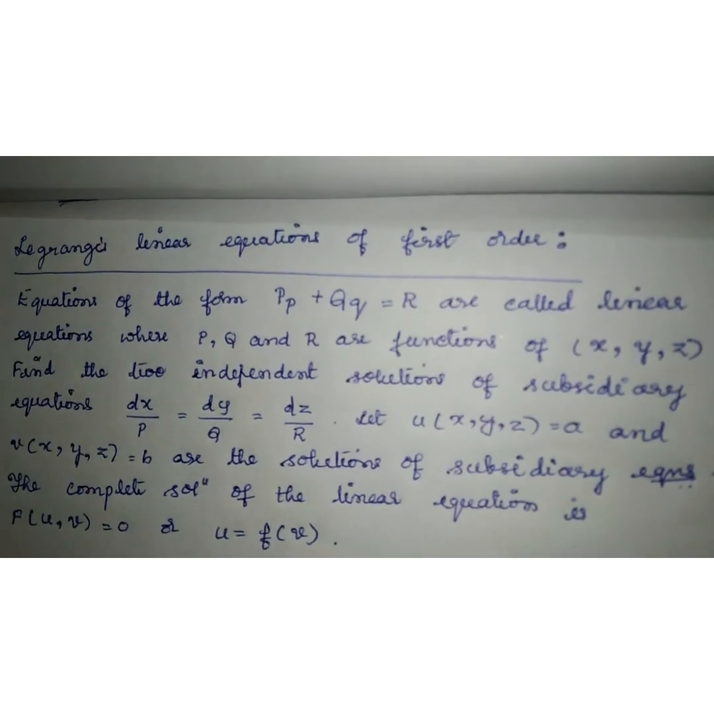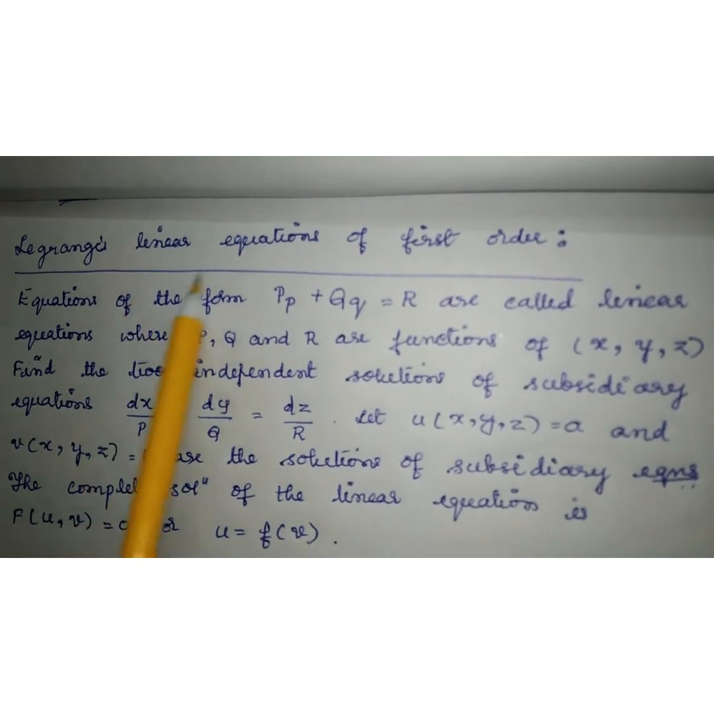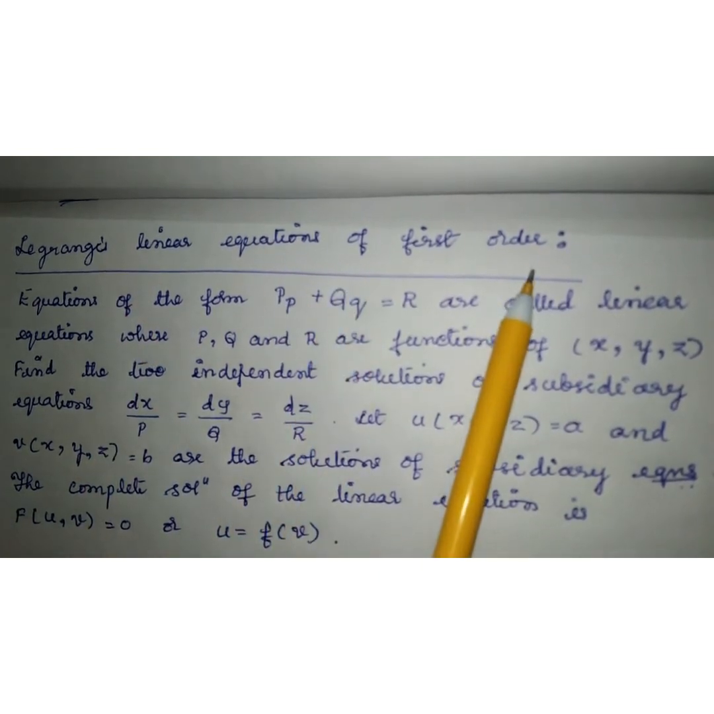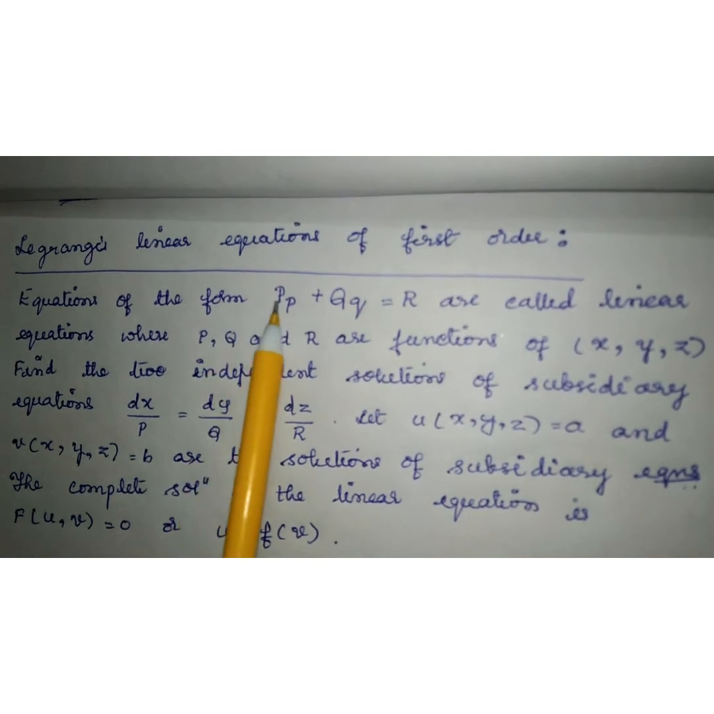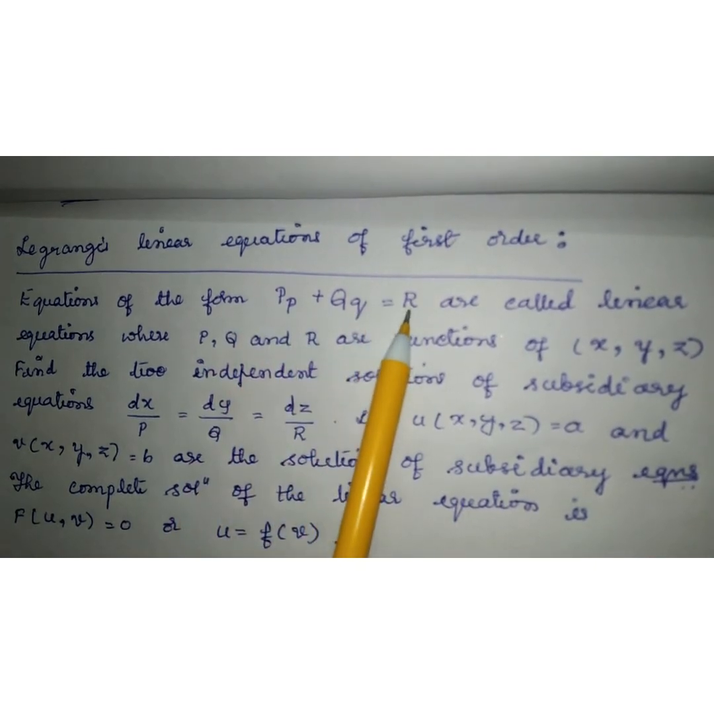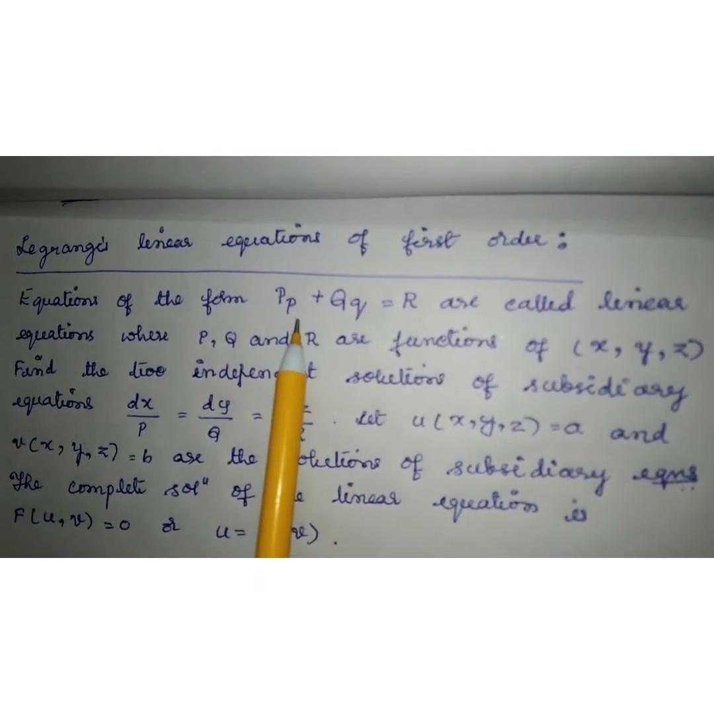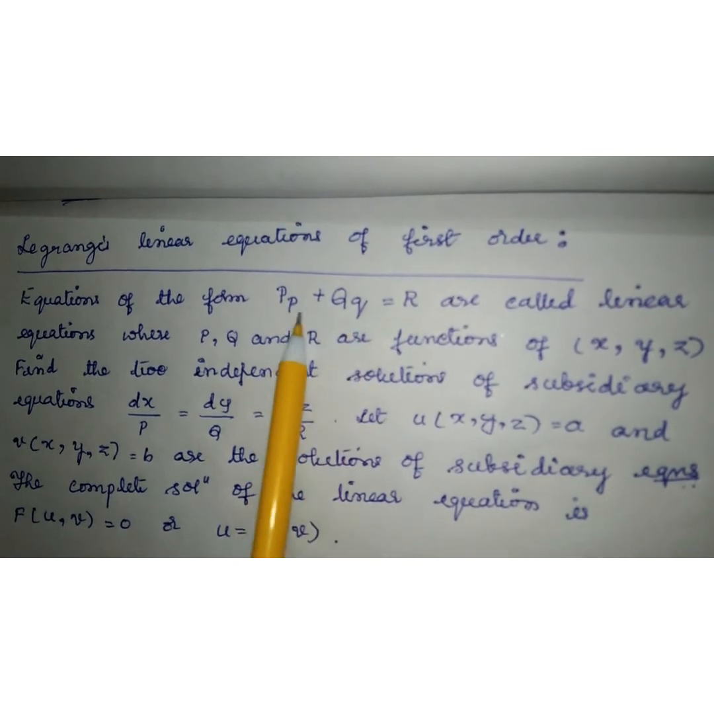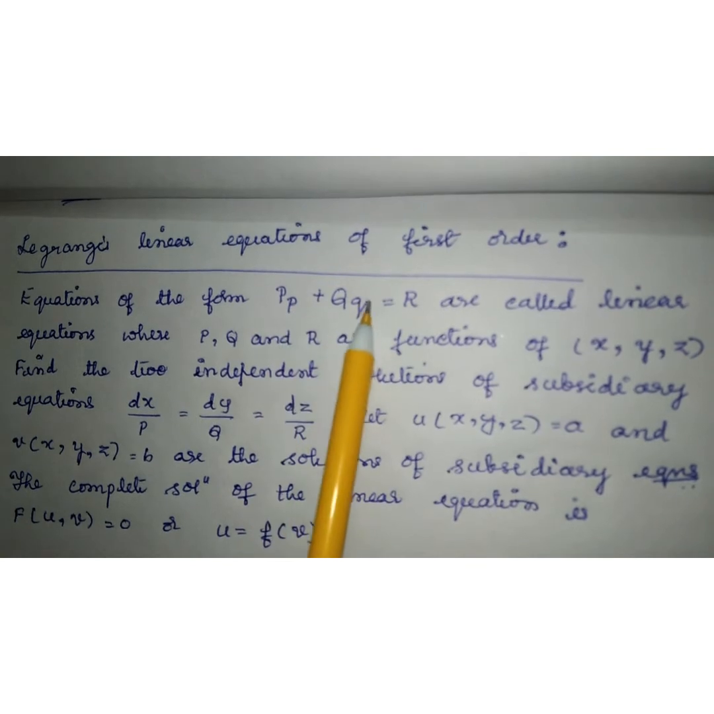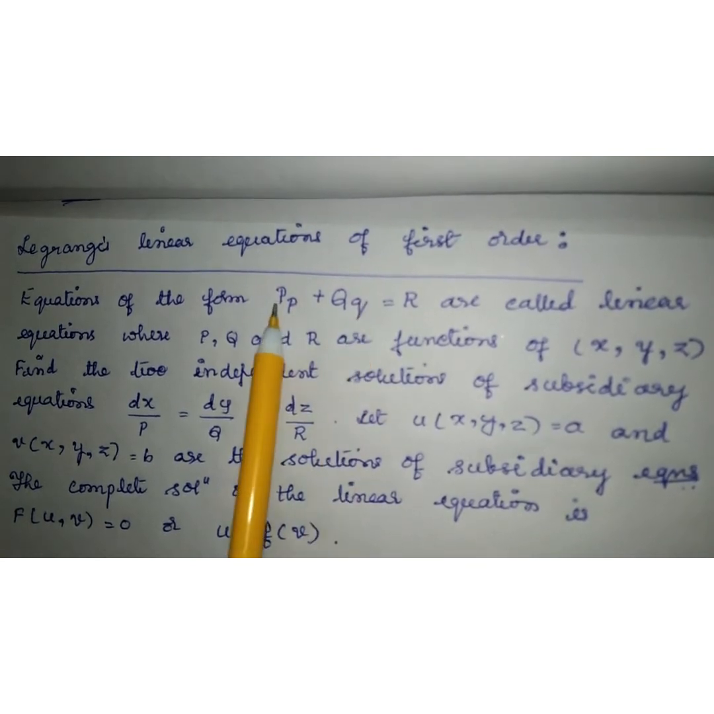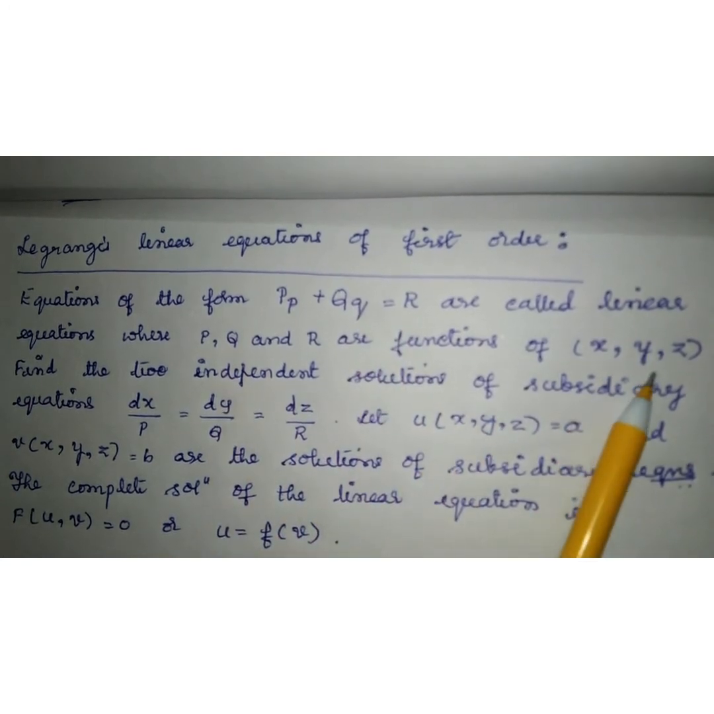Hi friends, today we will be discussing Lagrange's linear equation of first order. An equation of the form Pp plus Qq equal to R. You may be asking me what is this p and q. We already know that the notation for p is dou z by dou x and the notation for q is dou z by dou y, and here P, Q, R are functions of x, y, z.